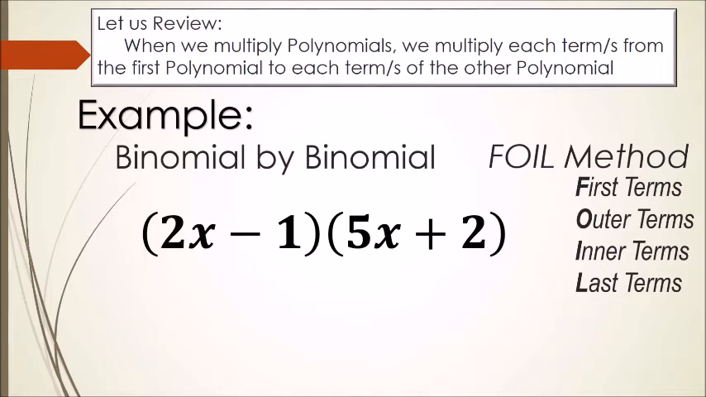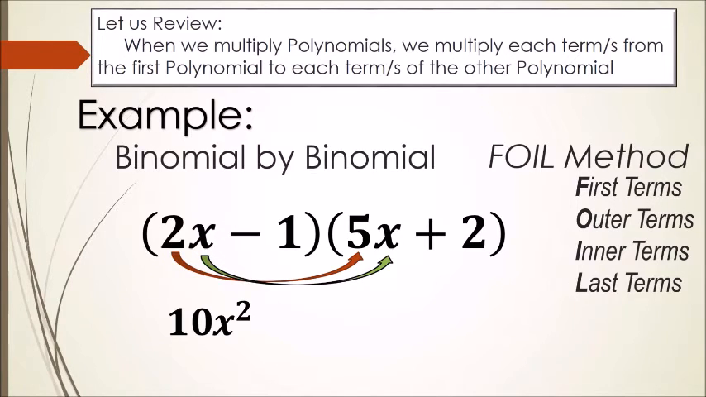So let's try first terms. Multiply natin yung mga first terms. So mga first terms natin dito ay 2x at saka 5x. Therefore, 2 times 5 equals 10. The variables, x times x, x squared. So tapos na tayo sa mga first terms.